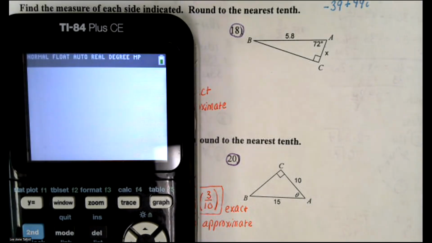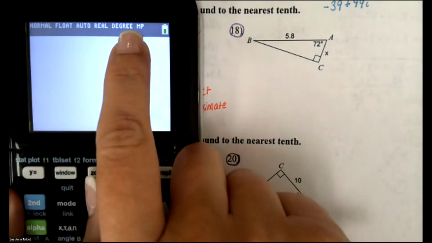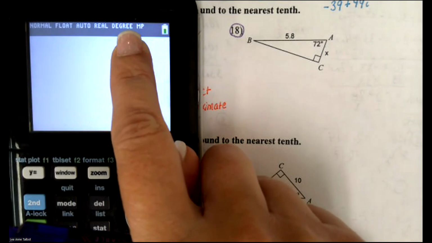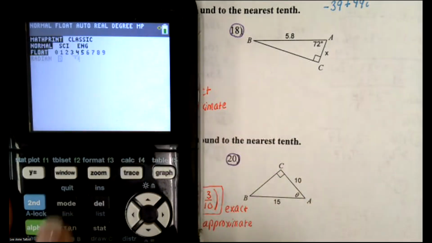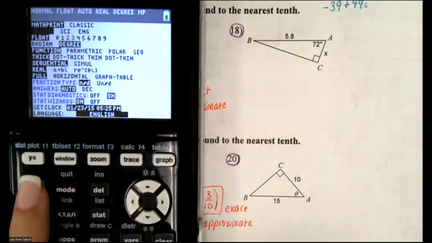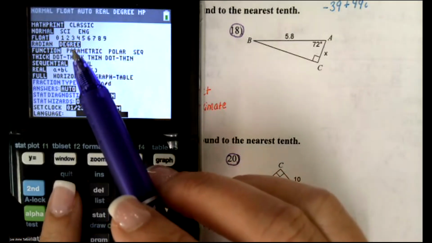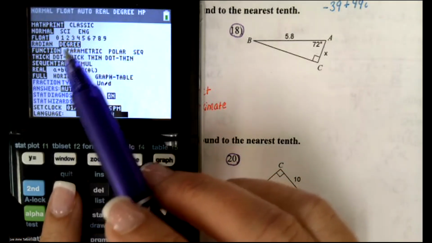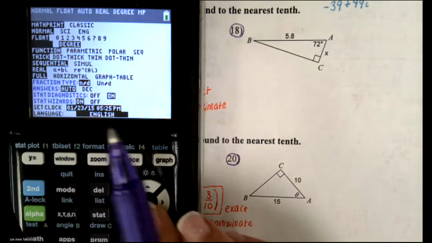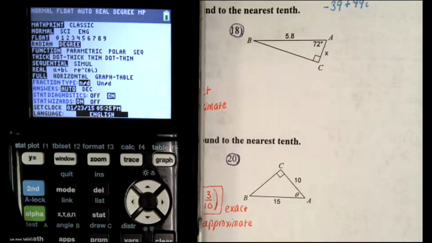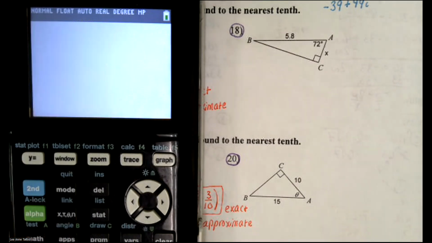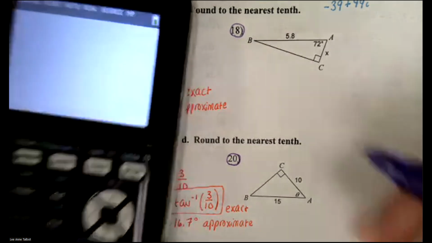So right here, you want to see degrees. If you have an older calculator, you can't see that. Hit the mode button. The mode button is right next to the blue one, and make sure that degrees is highlighted. If it's not, scroll to degrees and hit enter. And then second mode will get you back out to the original screen.